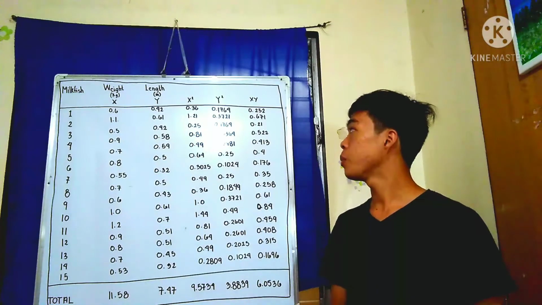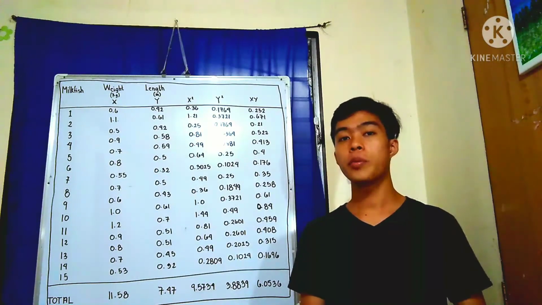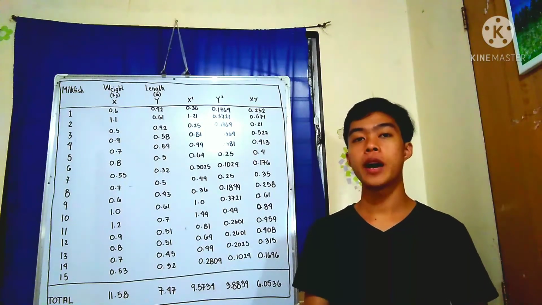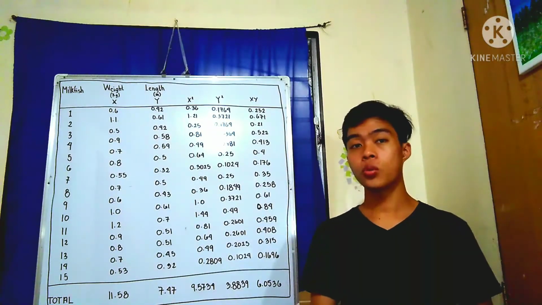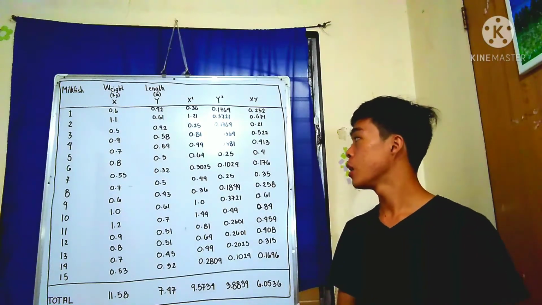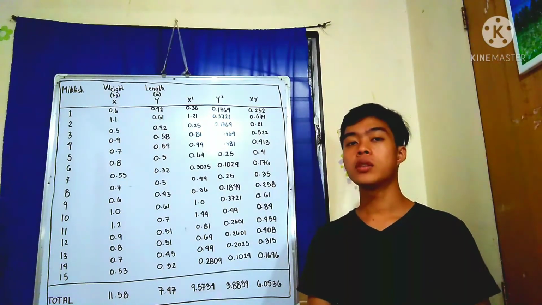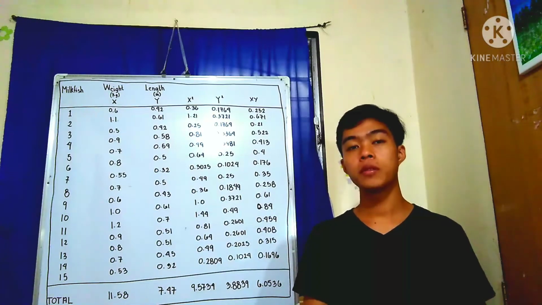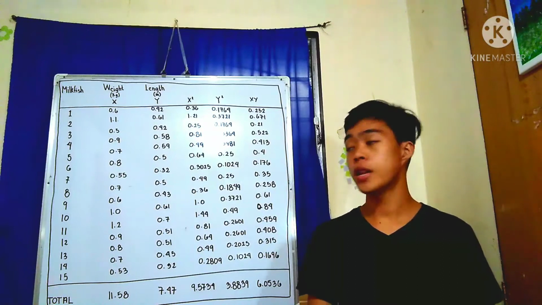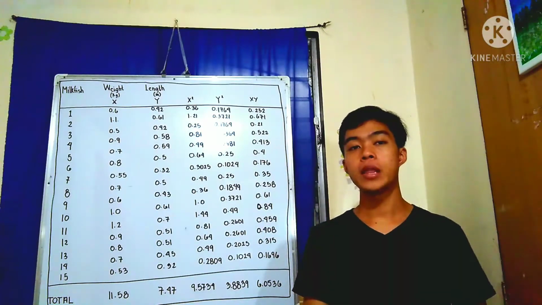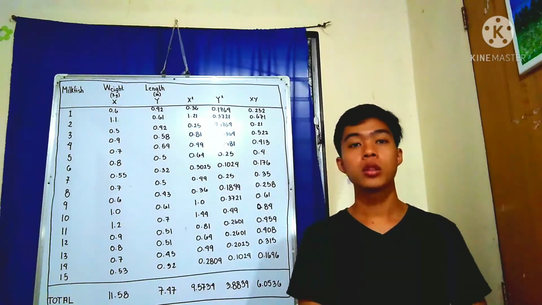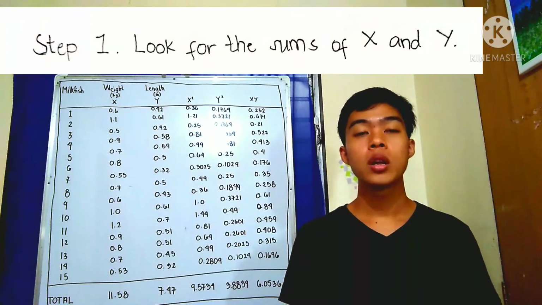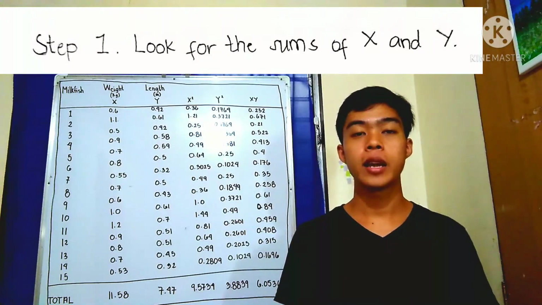0.61, 0.42, 0.58, 0.59, 0.5, 0.32, 0.5, 0.43, 0.61, 0.7, 0.51, 0.51, 0.45, and the last is 0.32. Now, the first step is to look for the sum of x and y.